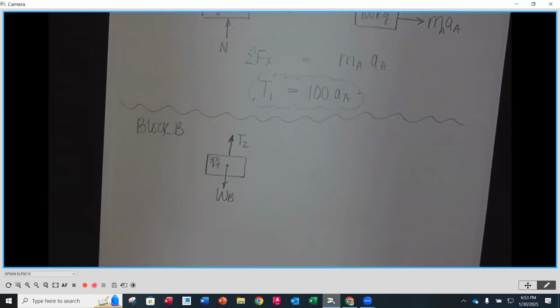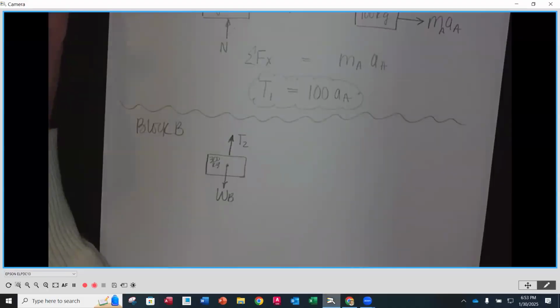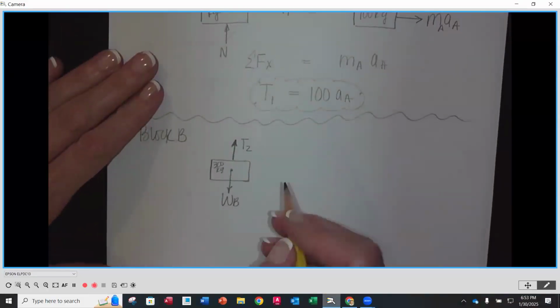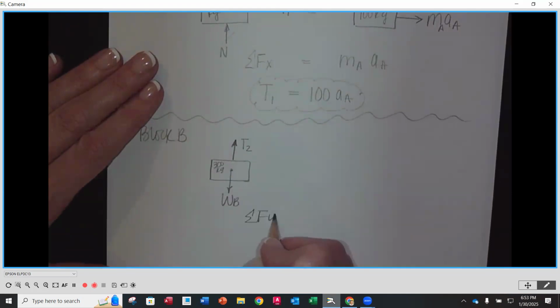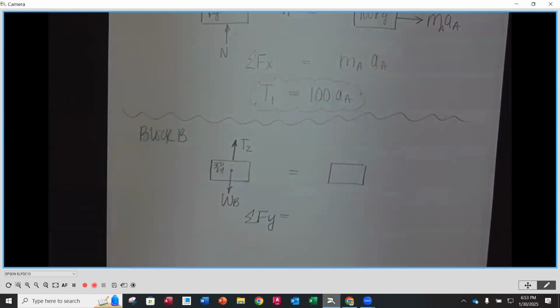Now we're going to be looking at the sum of the forces in the Y, because that's the direction of the motion of B. Horizontally, A was moving, but because we're going over that pulley, vertically, B is moving. So it's a new body that we're looking at. So this is going to be the sum of the forces in the Y direction, equal to, and now we're going to draw the block again.